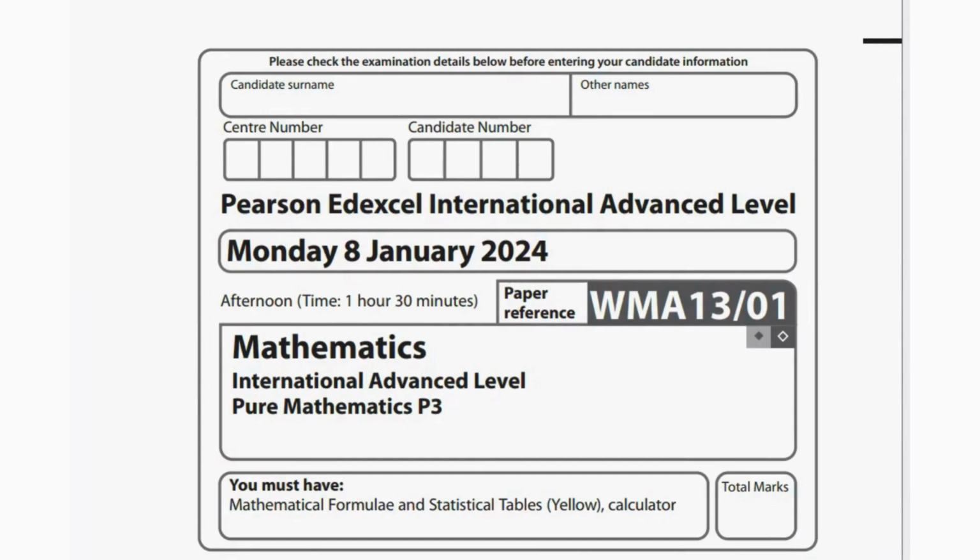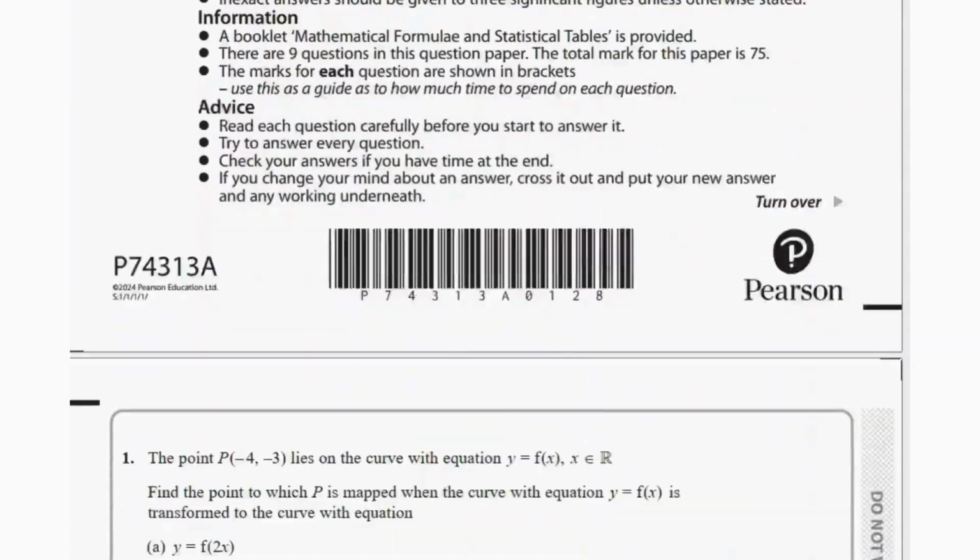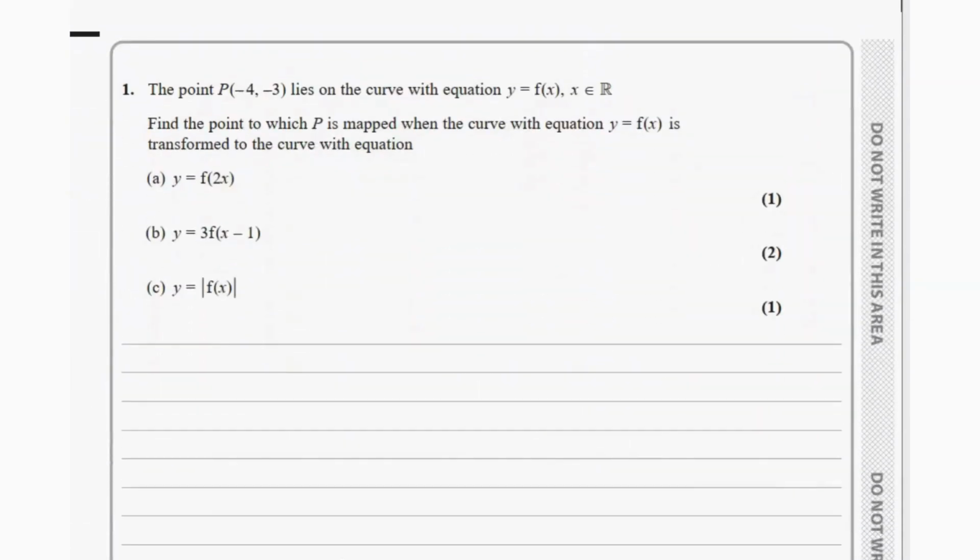Let's start with this video and see how difficult or easy Paper 3 was for this year. So the first question is on transformation of functions, and this is something that you already know from your IGCSE because you guys did learn transformation of functions and graphs during that time.